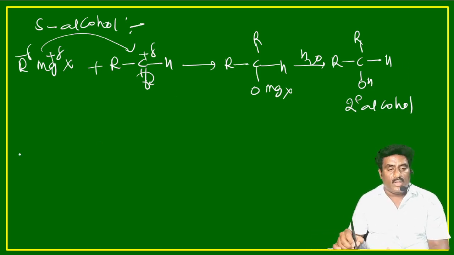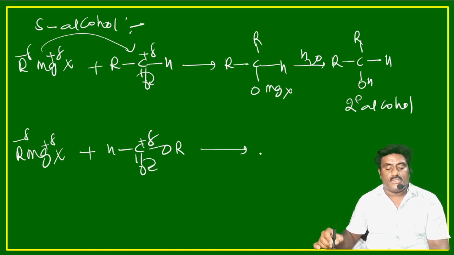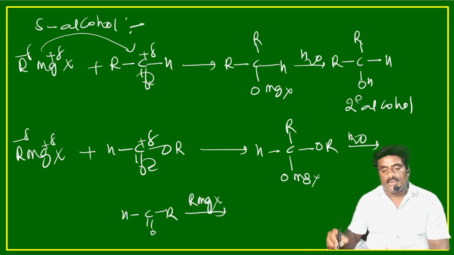Yes. Next, alkyl magnesium halide with HC double bond O OR. The pi bond is shifted, positive charge. It forms HCR OR C OMgX. Again, it is treated with H2O. It forms C double bond O, in the presence of alkyl magnesium halide with water. It gives HCR ROH.